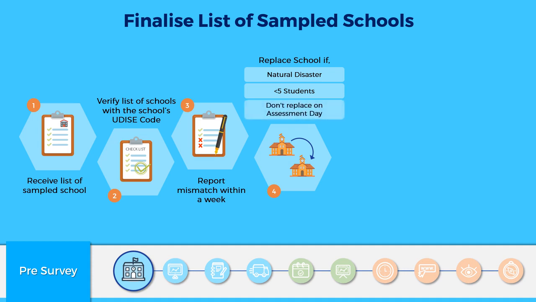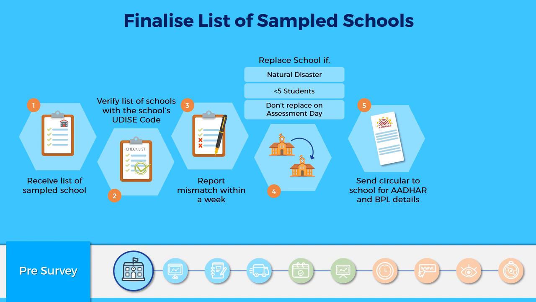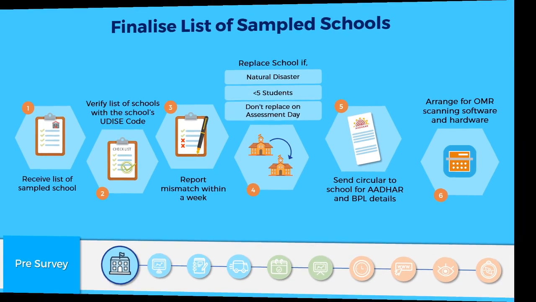C. No replacement school will be permitted on the assessment day. Replacement schools should not exceed 15%. Send a circular at least 15 days before the date of assessment to the final list of sample schools, stating that all schools need to have with them Aadhaar and BPL details of students studying in classes 3rd, 5th and 8th. Schools should have the details with them at least 7 days before the day of assessment. In the meantime, the District Coordinator needs to start arranging for the OMR scanning software and hardware.